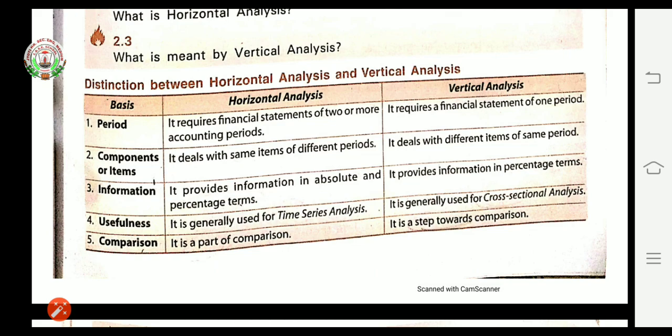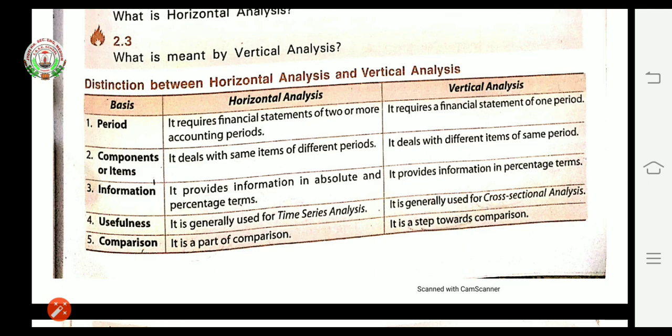Second is components of items. It deals with the same items of different periods. Means here we are comparing periods, and the items will remain the same. But in vertical analysis, there will be different items of the same period. Means the period will remain the same, but the items will be different.